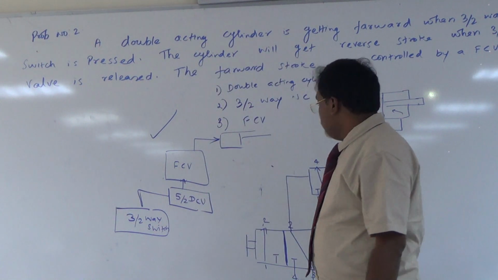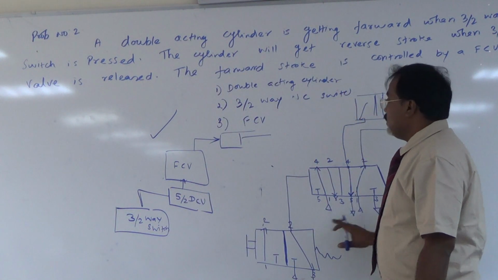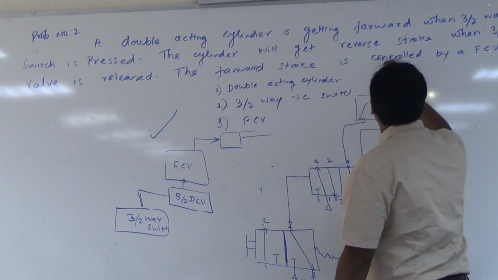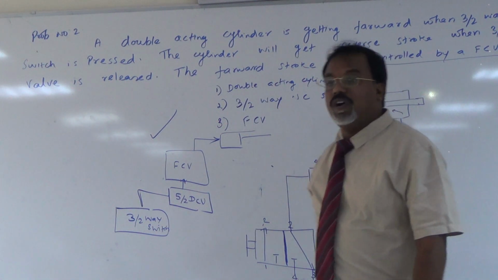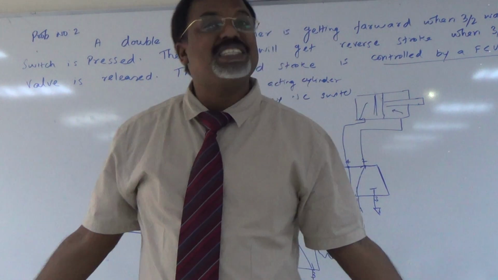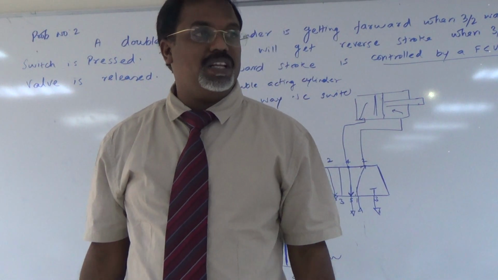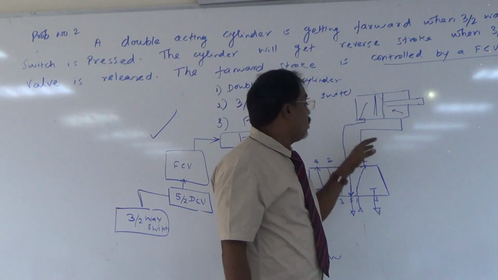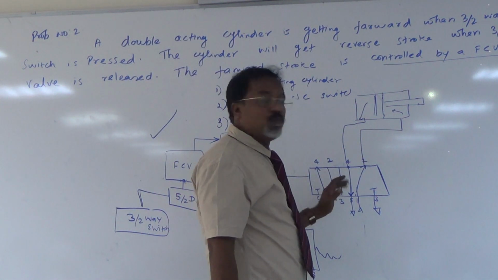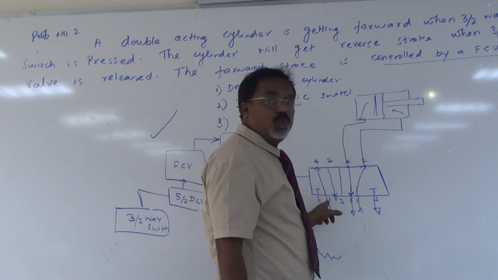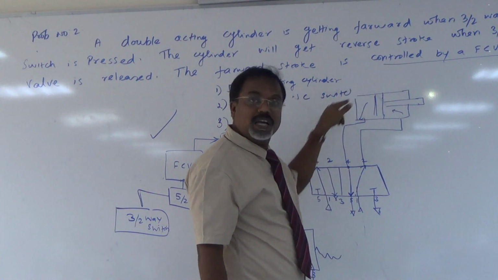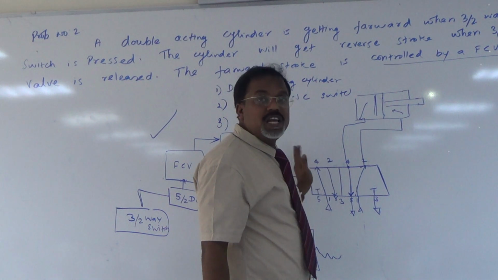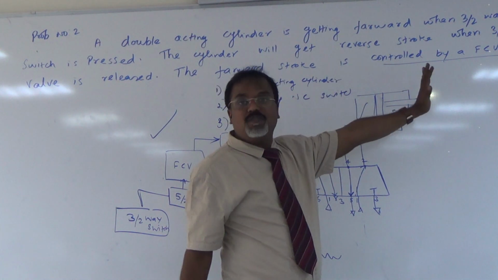Yeah, I'm coming. See there, now I have connected. See, the forward stroke is controlled by an FCV. The forward stroke is controlled by an FCV. Still, I haven't included this flow control valve. I have to include it in the forward stroke. Which one will achieve the forward stroke? When I am going to press, this line only will come. 1 to 4 only will come in flow. Correct? Through 1 to 4, if the air is going, then only I will get forward stroke.